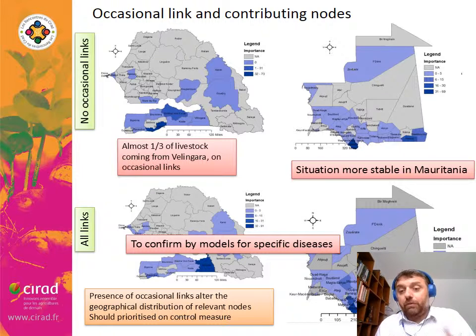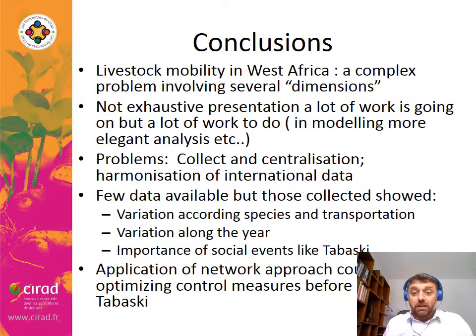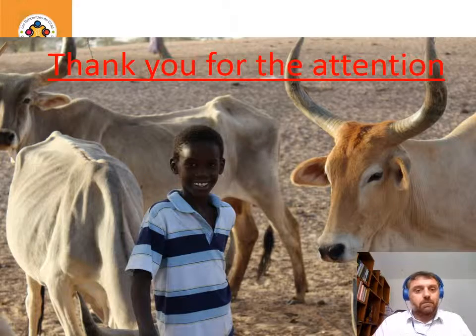This is the end. Everything of this should be confirmed by models for the specific disease, but I hope that I conveyed the idea that livestock mobility in West Africa is quite a complex phenomenon. From the few data available, we have been able to understand the variation according to species and transportation, the variation along the year, and the importance of such social events in the spread of the disease. Thank you.